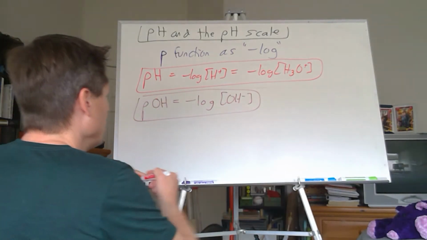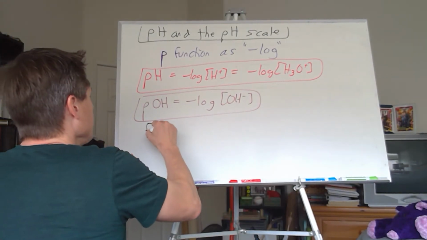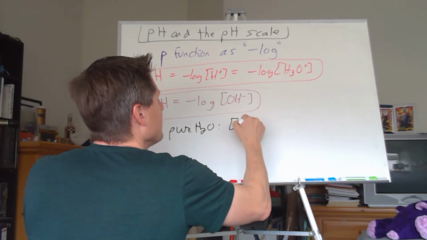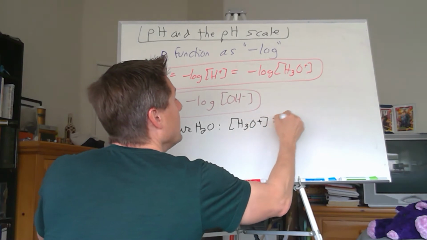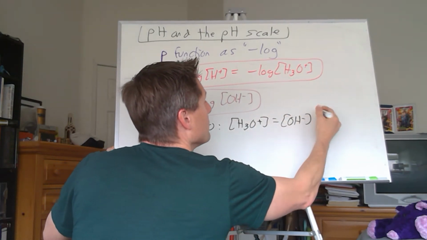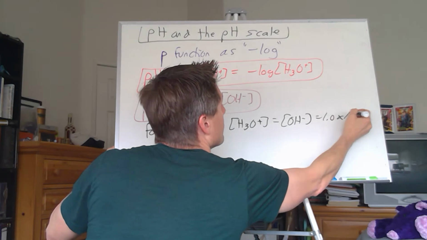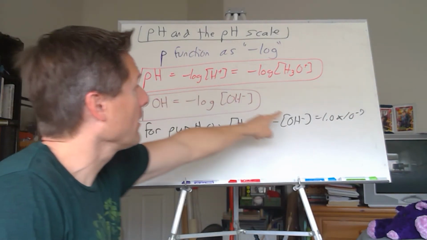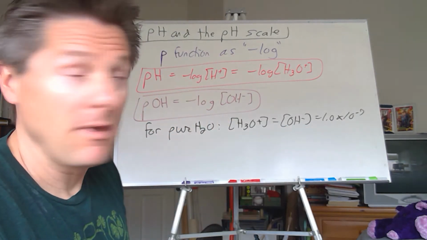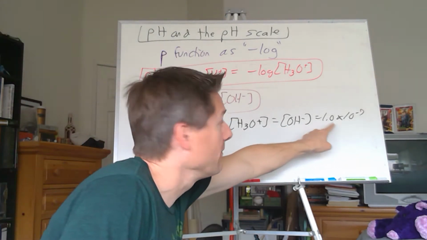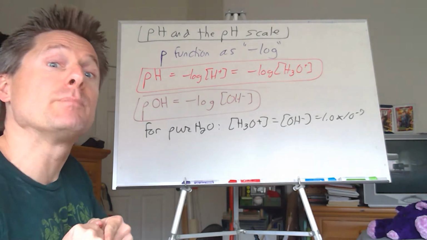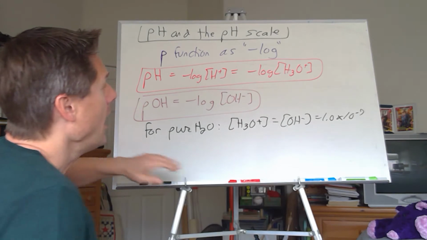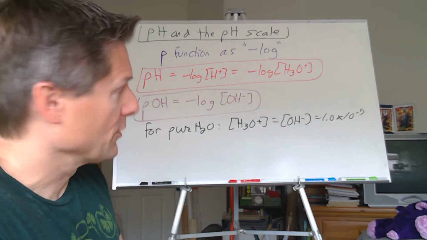So let's look at this. For pure water, remember these concentrations are equal to each other. That's why it's neutral. So if I take the negative log of this and I take the negative log of that, I'm going to get specific values. You ready? And there's a new set of uncertainty rules we're going to look at.